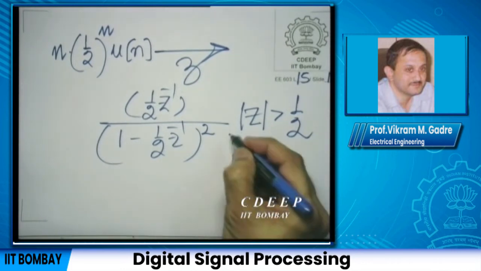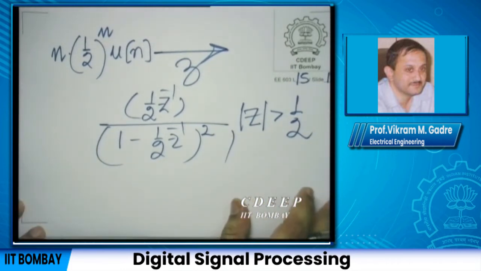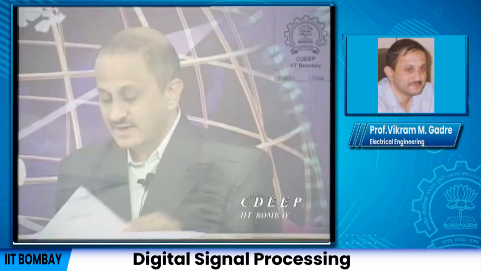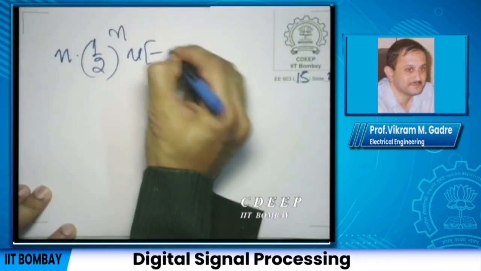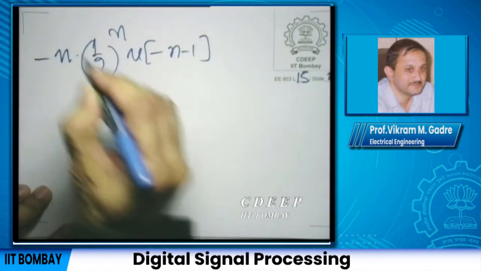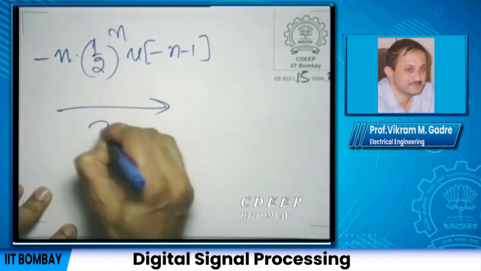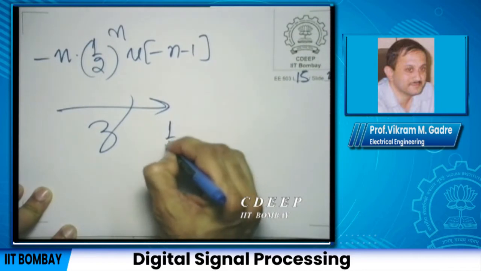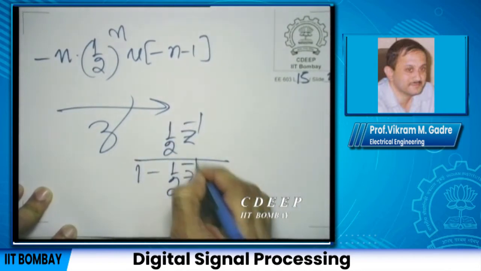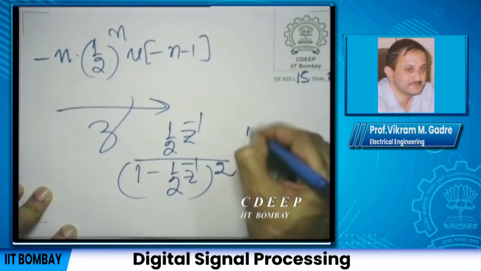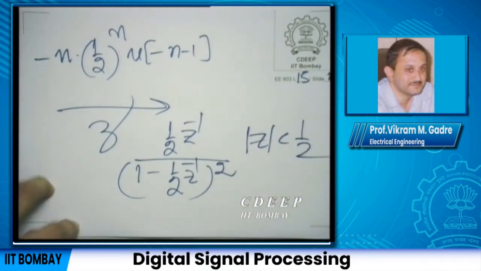This follows in a straightforward way from what we have done so far, and in continuation, n times half raised to the power of n u[minus n minus 1], negative of this, has the z transform, same thing, but mod z less than half, simple.